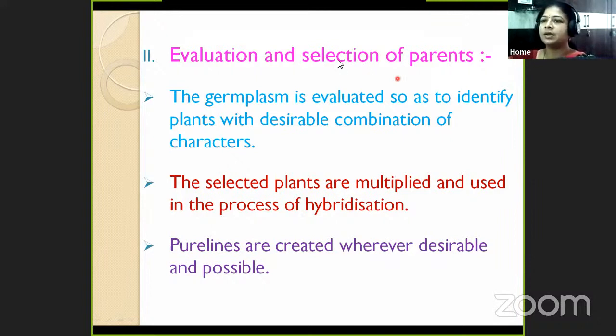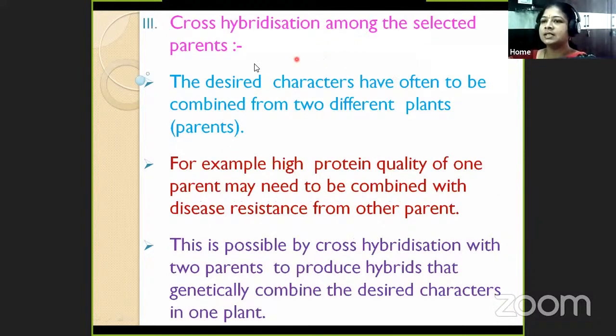Next, third step, cross hybridization among the selected parents. The desired characters often have to be combined from 2 different plants, that is male parent and female parent. Male parent has one desirable character, for example, high protein quality. It may need to be combined with disease resistance, which is another desirable character present in the female parent.